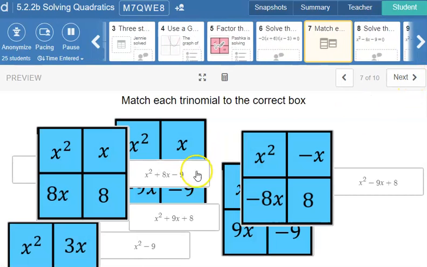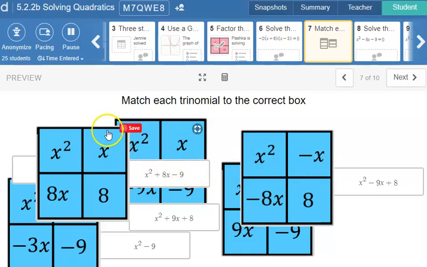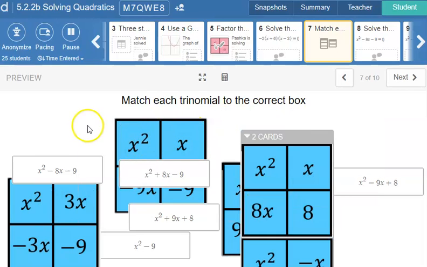Okay, the next one, match each. Now this is kind of a mess. But what we're going to do is look for boxes that go with trinomials. And it's kind of busy. And if you have a phone, I apologize. I will never make this many again. I put too many in here.